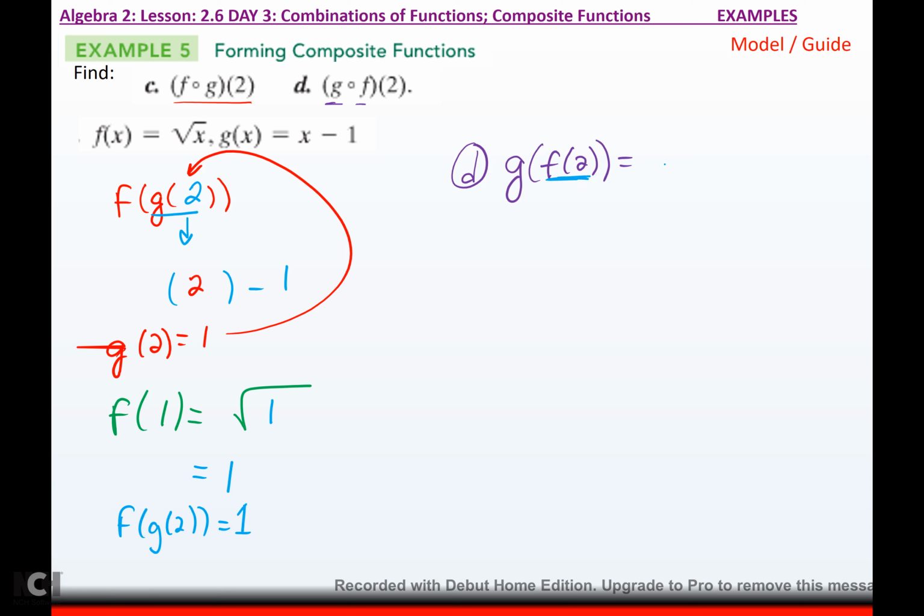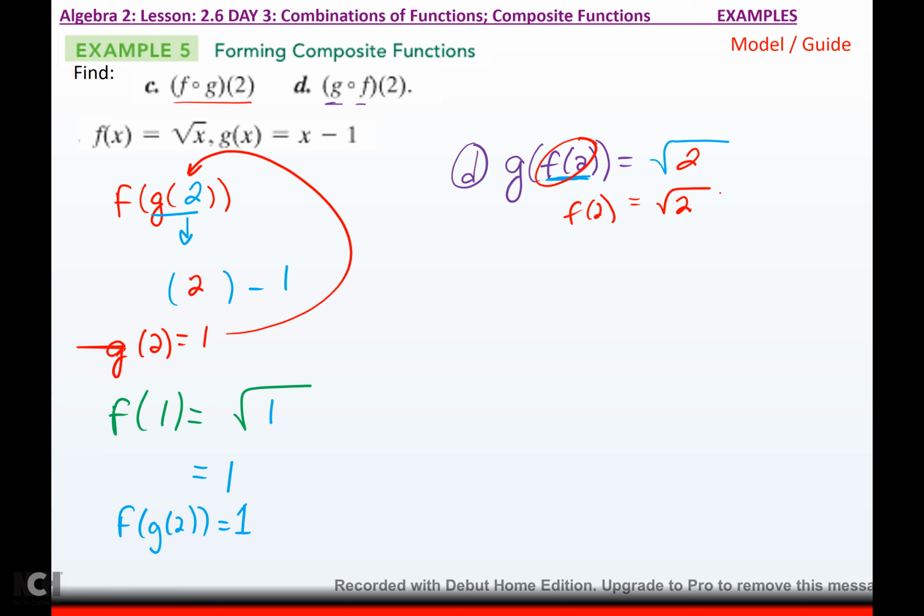And the F party says, man, at our party we got a square root going on. You bring us something, we'll take the square root of it and give it back to you. So I plug in 2. The square root of 2 is 1.4 something, something, something, something. Alright, but we're just going to leave it a radical. So f of 2 equals the square root of 2.